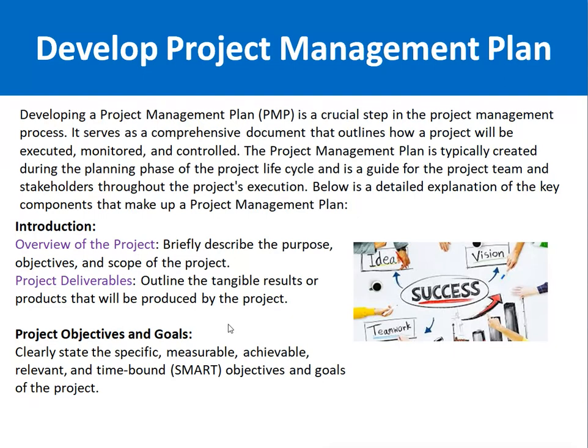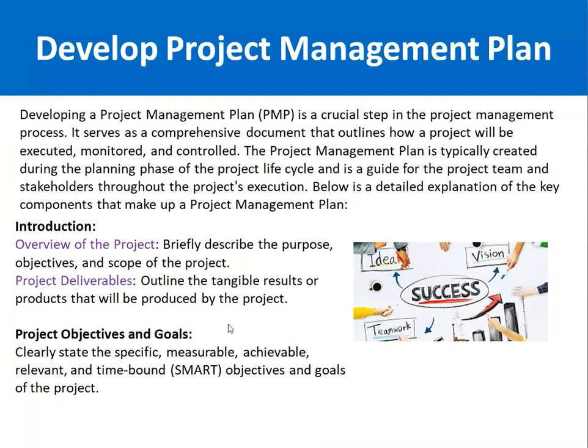The first thing is the overview of the project. That means in the project management plan, we briefly describe the purpose, objective and the scope of the project. Normally as a project manager, you have to sit with the stakeholders, especially with the customer, and try to understand what objective they want to achieve, and based on that we start the scoping.